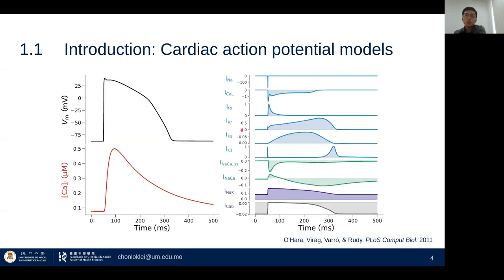Next, I'm showing you a simulation of an action potential model by O'Hara et al. in 2011, using the same equations as well as the model parameters presented in the original paper. Here I'm showing you the membrane voltage or the membrane potential, the action potential itself, calcium concentrations, as well as the individual currents, including sodium, calcium, as well as various types of potassium currents within the model.